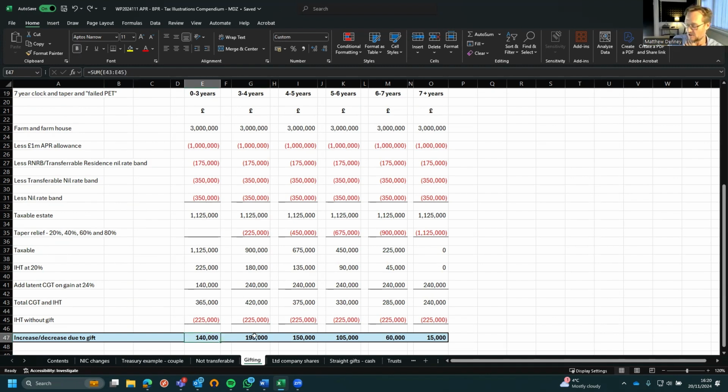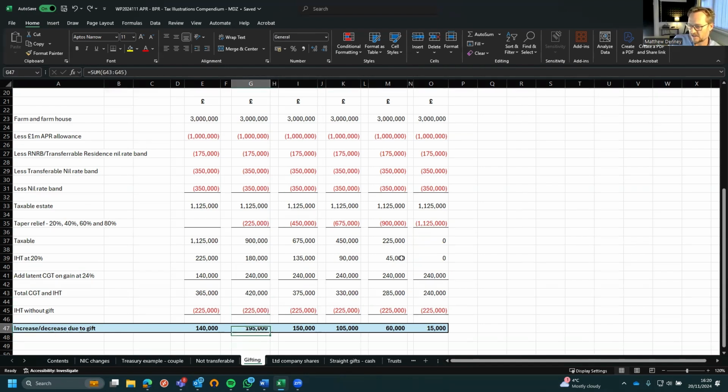Because if you take the inheritance tax here, 20% of our amount, this is our tapering. So after 3 years, you get a 20% taper. After 4 years, 40% taper, 60%, 80%. And after 7 years, it all drops out, so the inheritance tax becomes nil. But if you took, say, 3 to 4 years, the inheritance tax will come down.